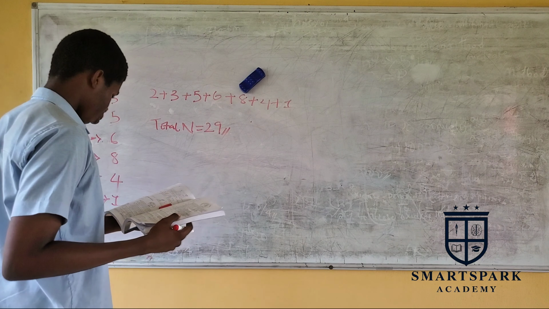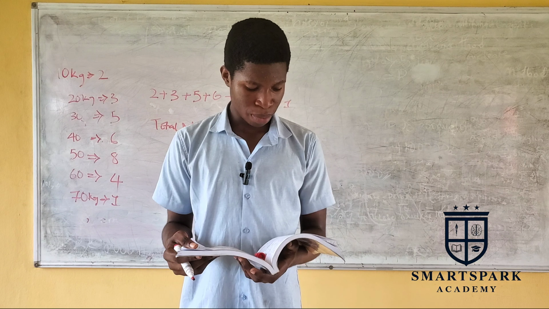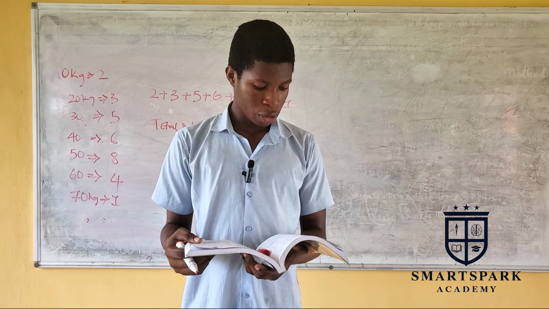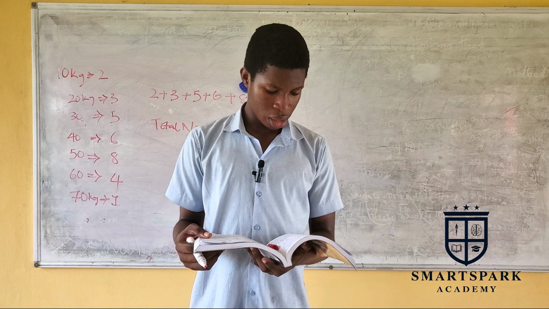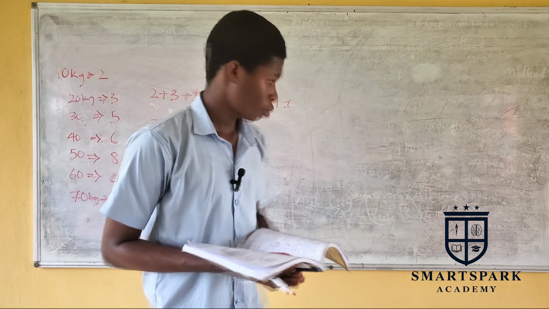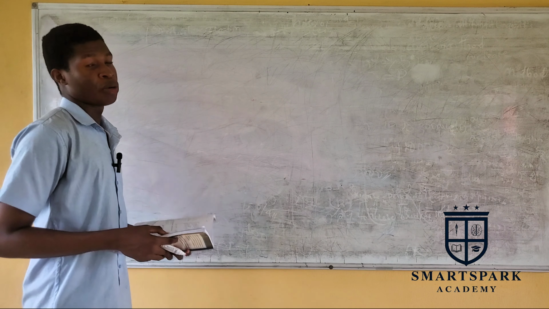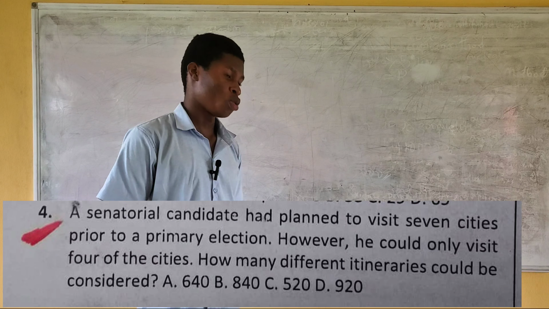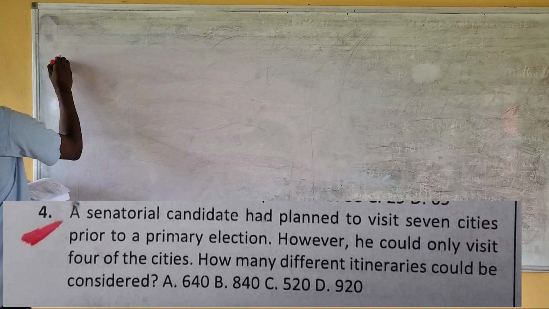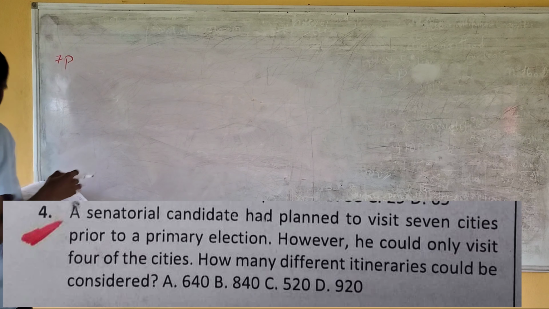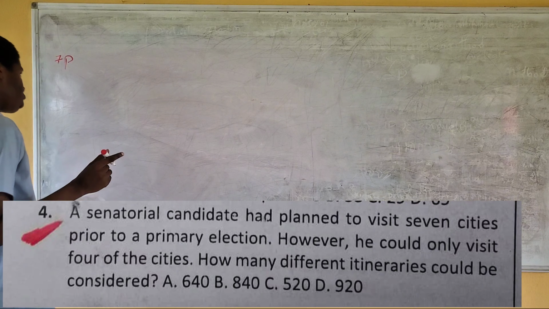So question 4. A senatorial candidate had planned to visit 7 cities prior to an election. However, he could only visit 4 of the cities. How many different itineraries could be considered? So this is a permutation problem whereby we are going to be using the permutation formula to solve the question. So it says he's supposed to visit 7 cities, but they are finding a way how he could only visit 4 of the cities.